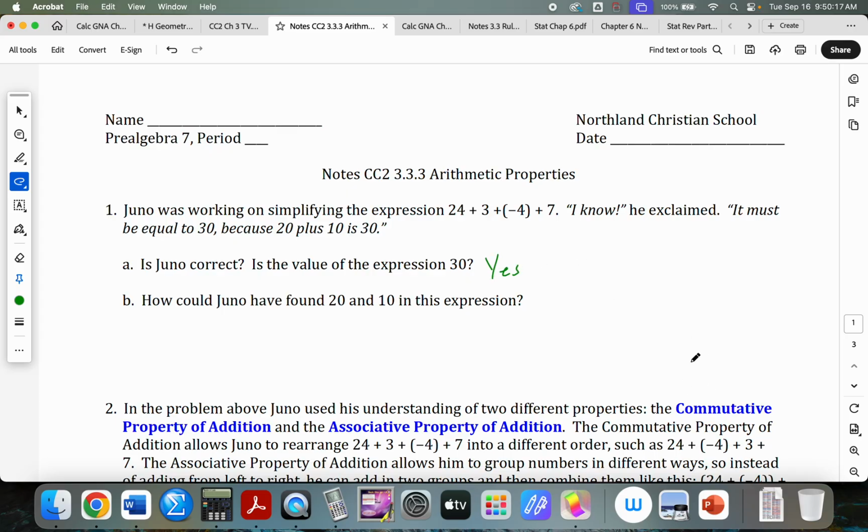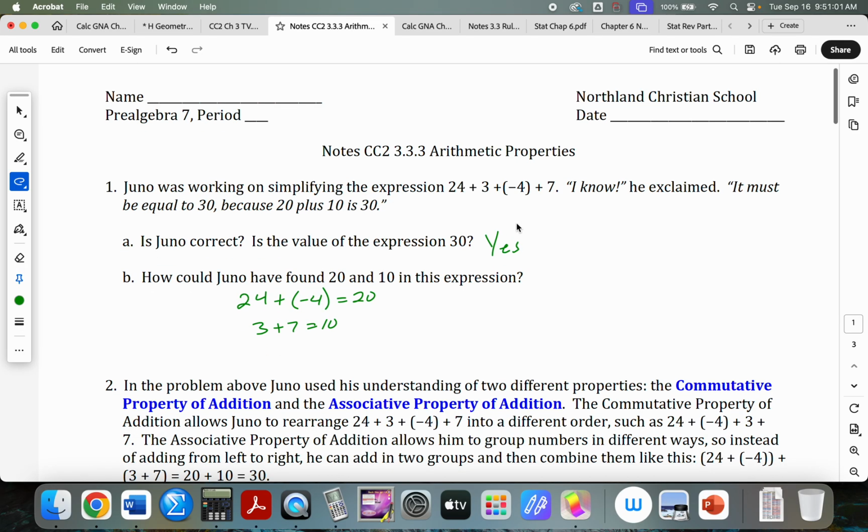How could Juno have found 20 and 10 in this expression? So basically, he did 24 plus parentheses negative 4 that equals 20. And then he added 7 and 3 equals 10. And then if you add 20 and 10, it equals 30. Yeah, exactly. So what he has done is he's rearranged the numbers and combined the ones that he wanted to, right? Because when you combine 24 and negative 4, well, that's a nice number. That's 20.